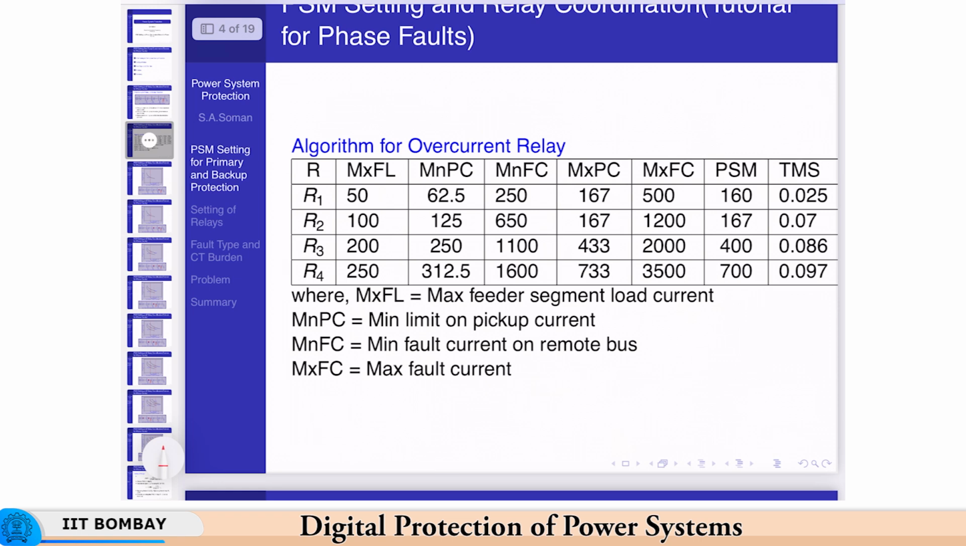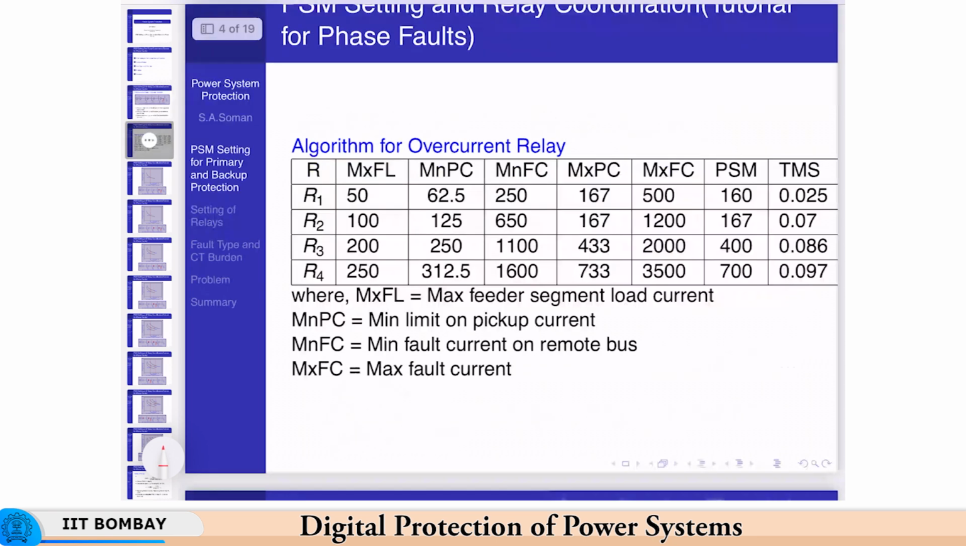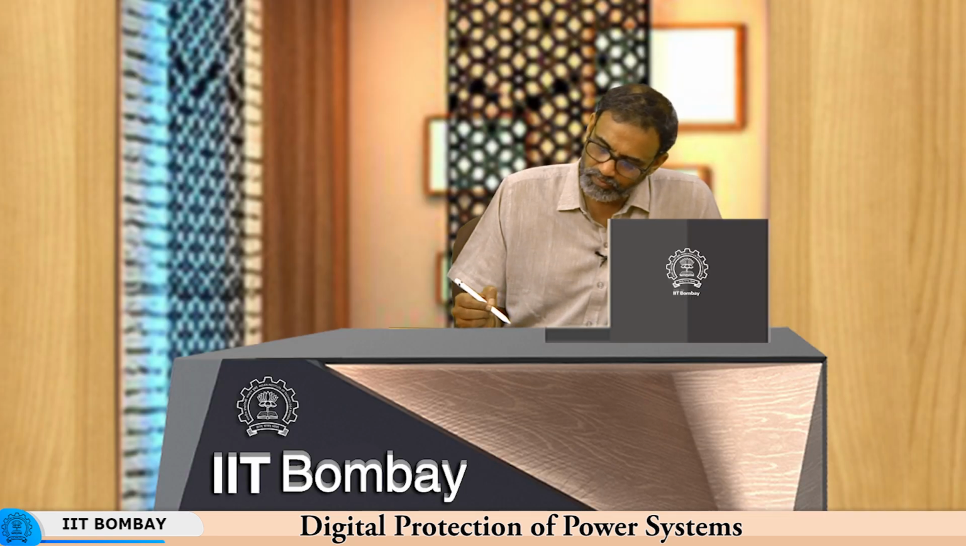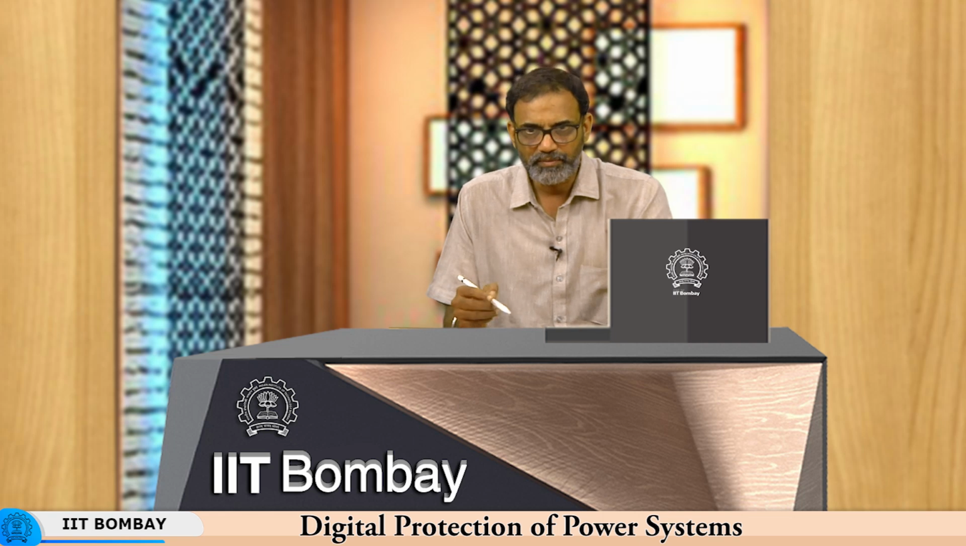Okay. So, we will have a quick look at this table here. This is just for reference: these are the relays R1, R2, R3 and R4. R1 is seeing 50 amperes load current, R2 is seeing 100 amperes, R3 is seeing 200 amperes, and R4 is seeing 250 amperes, which is what is listed here. MXFL is the maximum full load current. This is the minimum pickup on load current. These are the minimum fault currents. You will have to do some kind of short circuit calculation to find the minimum and maximum fault currents.